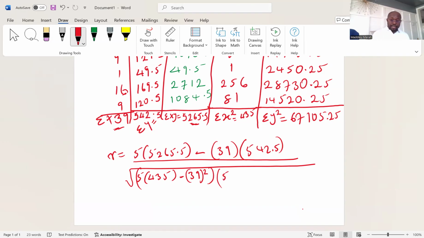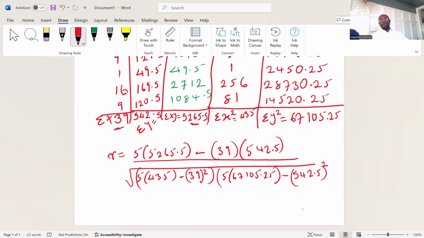Now the y aspect. Sum of y square. Sum of y square, we said, is how much? Is 67105.25. Minus sum of y. And our sum of y in this question is what? 542.5 all square.